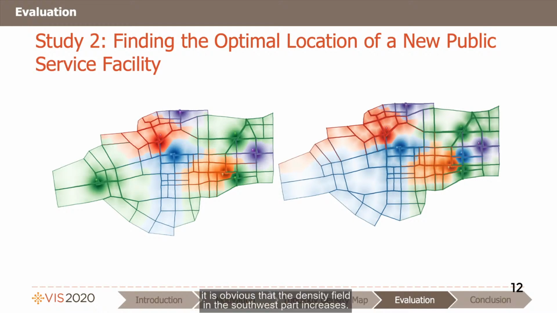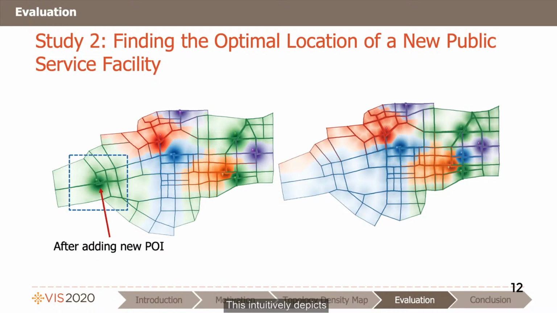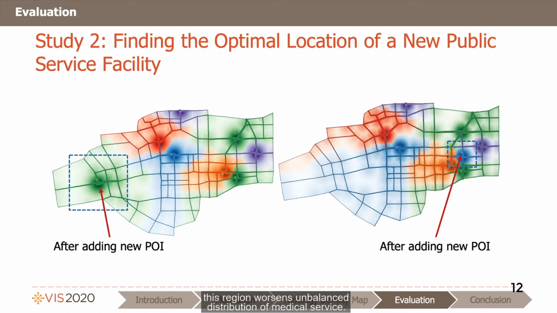For this part, it is obvious that the density field in the southwest part increases. This intuitively depicts how much the region can benefit from a new public service facility. Moreover, because the density first propagates along the road network, and then propagates to a 2D planar surface, the change in density distribution on the road segment is obvious. In contrast, building a new hospital in this region worsens the unbalanced distribution of medical service. The study clearly demonstrates that the topology density map generates intuitive visualizations that can facilitate problem identification and decision making.